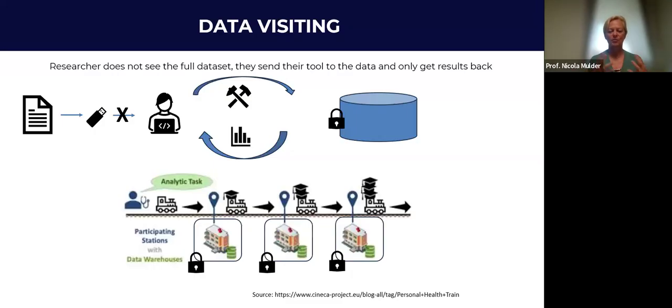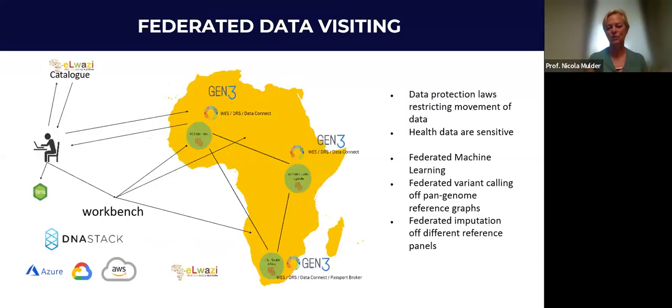So you can do this, what they call in this example, the personal health train. If you think about a train, this is your algorithm, it's moving on to different stations. You can't get off the station, but you can send your tool into that hospital, get the results back, move along to the next station, do your analysis and bring the results back. So it's a way of visiting, and we would call this federated data visiting.